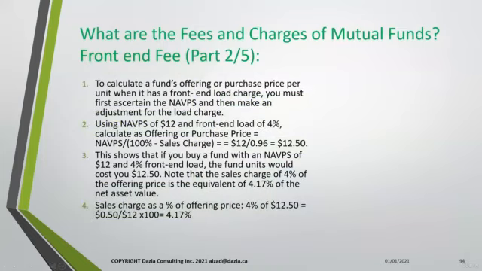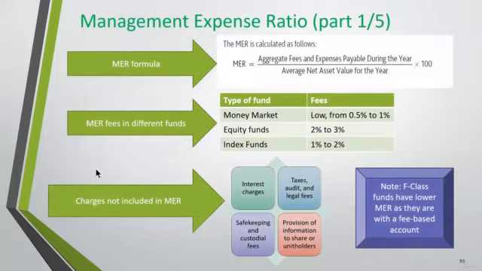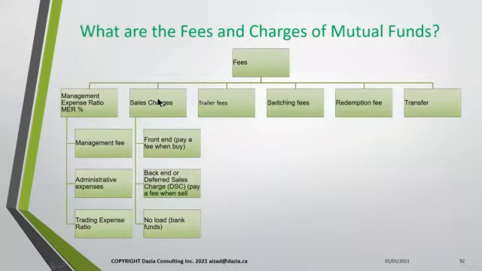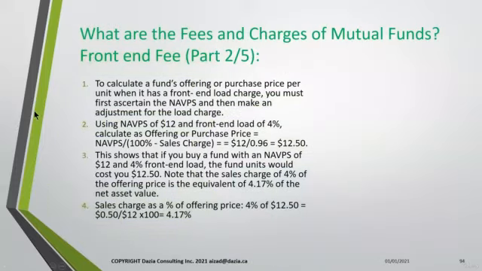So now we talk about the front-end fee and the back-end fee. So we're talking about the sales charges now, the second one. Here we already discussed the MER, and now we're talking about sales charges. The front-end fee is a fee which you pay when you buy the fund. To calculate this fee, you will need to calculate it based on the load charge. You must first determine what is the NAVPS, and then you make an adjustment.